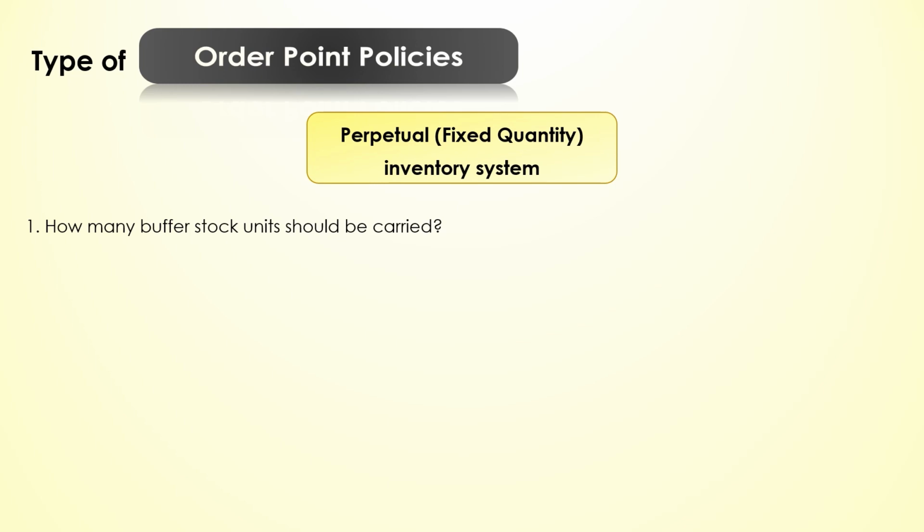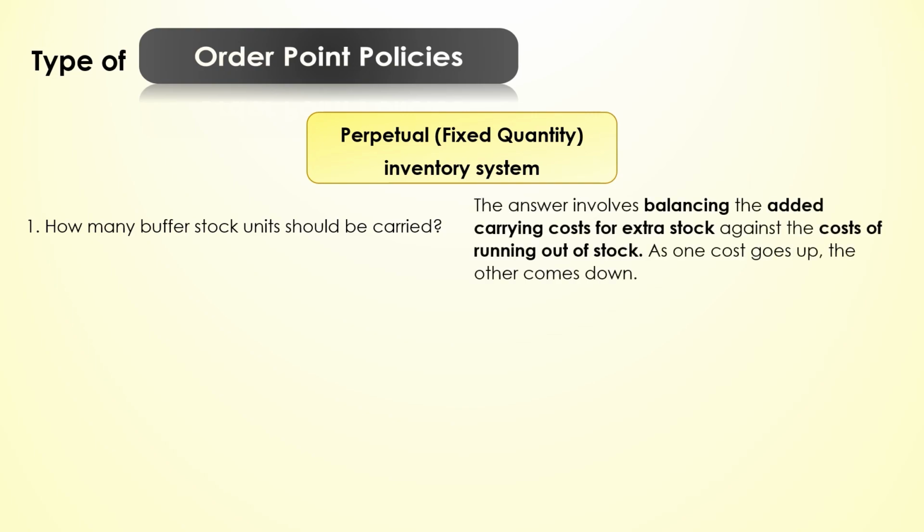Now, the perpetual or fixed quantity inventory system is said to be perpetual because it is an online system, tracking the stock on hand, or SOH, at each transaction of withdrawal or stock entry. To design the system, it will be useful to answer the following questions. Number one, how many buffer stock units should be carried? The answer involves balancing the added carrying costs for extra stock against the costs of running out of stock. As one cost goes up, the other comes down.